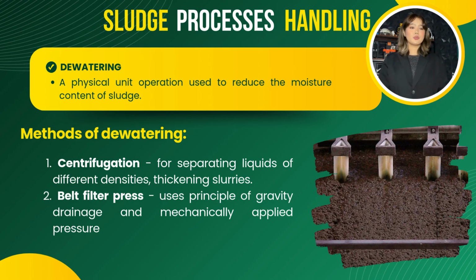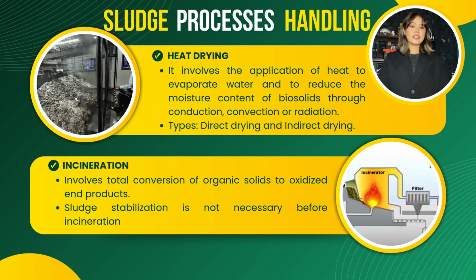Dewatering, a physical unit operation used to reduce the moisture content of a sludge. There are two methods of dewatering. First is centrifugation. It means separating liquids of different densities and thickening slurries. Next is the belt filter press. It uses the principle of gravity drainage and mechanically applied pressure.